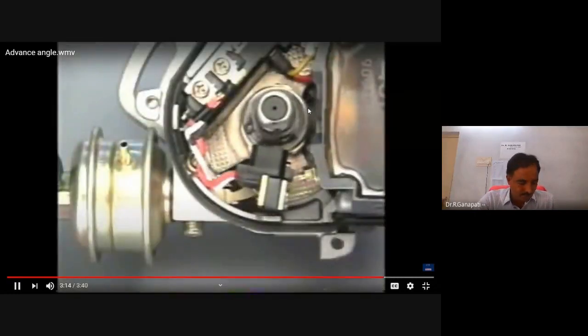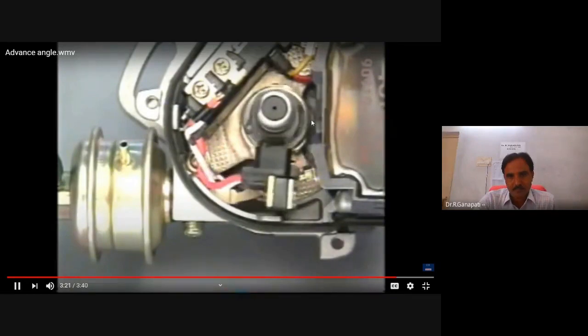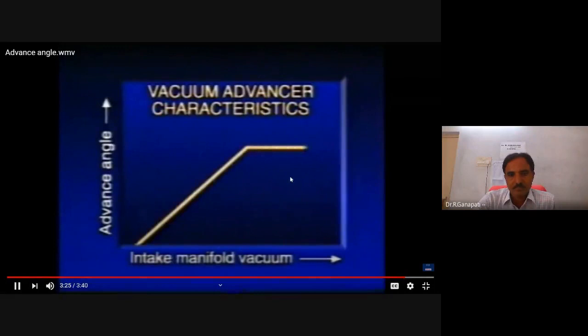In automobiles, various types of vacuum advancers are used according to engine specifications. This graph shows the relationship between the intake manifold vacuum and the advance angle.